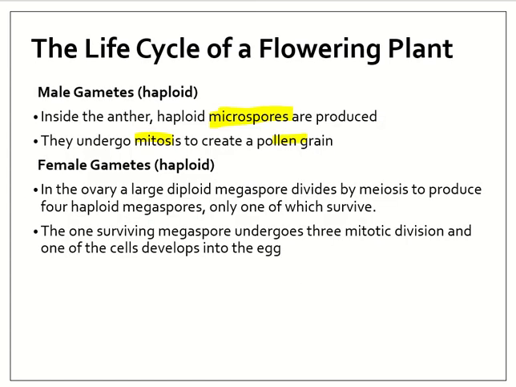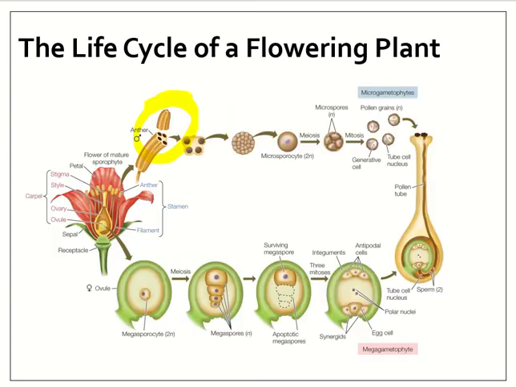The female is going to have your megaspores again through meiosis. Then it's going to produce 4 haploid megaspores. Similar to us, only one is going to survive. That one is going to undergo 3 rounds of mitosis. And then one of those is going to produce the egg. So when you're looking here, you have your megaspore. It undergoes meiosis. All of them die but the one. Then the one undergoes 3 rounds of mitosis, and then you get your specific egg.